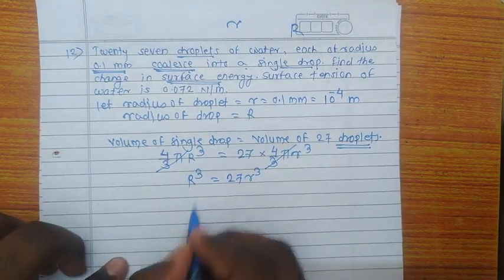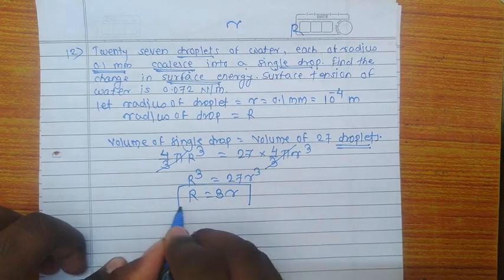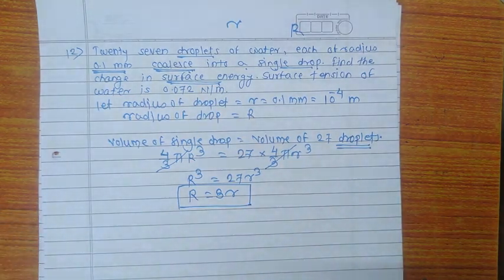So taking the cube root, we get R is equal to 3r. It means that the radius of a single drop is going to be 3 times the radius of a single droplet. So first of all, we'll find the surface areas.